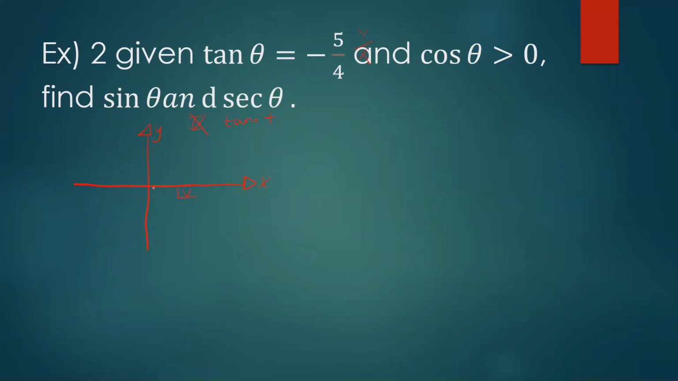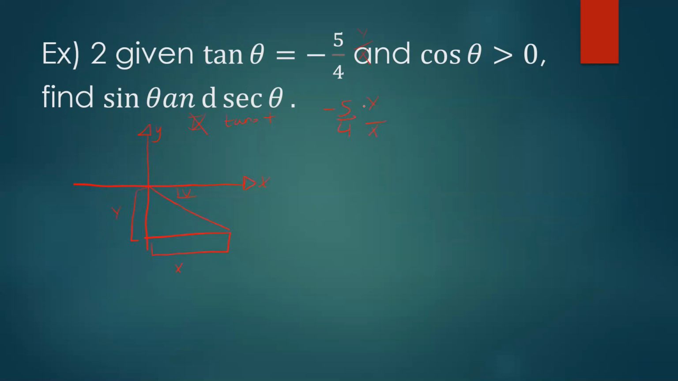So we're going to draw our triangle. Remember, tan is y over x, and it's -5 over 4. So draw a triangle. Remember, this length here is your y value, and this length here is your x value, right?